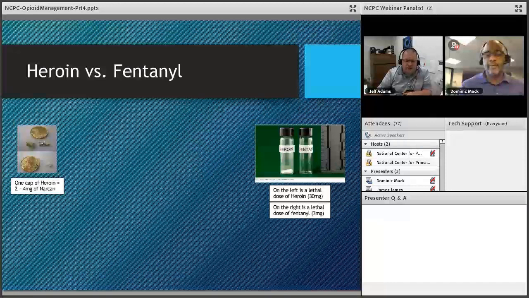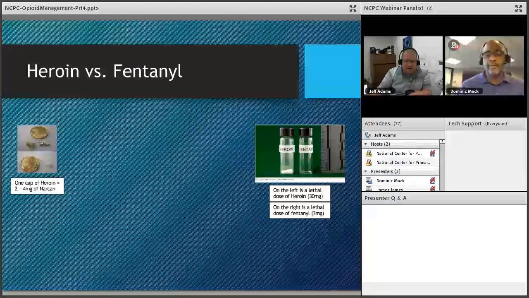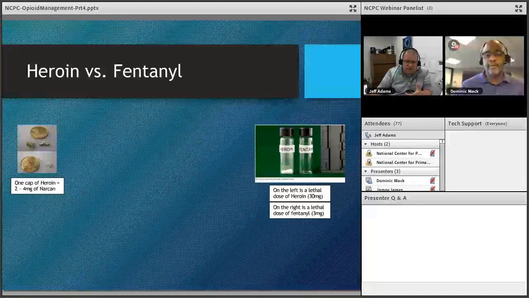On the right-hand side there, you'll see the heroin and fentanyl, and you'll see the difference in dosages. On the left, that's about 30 milligrams of heroin as opposed to 3 milligrams of fentanyl. So drastic. The fentanyl does not take much.